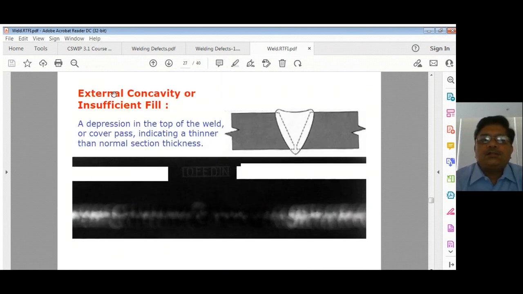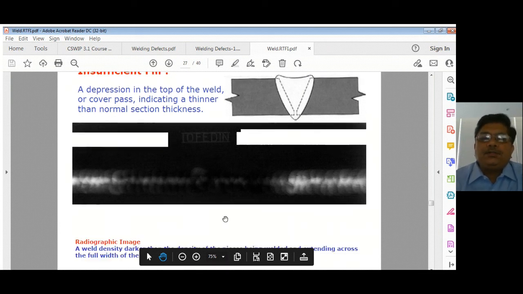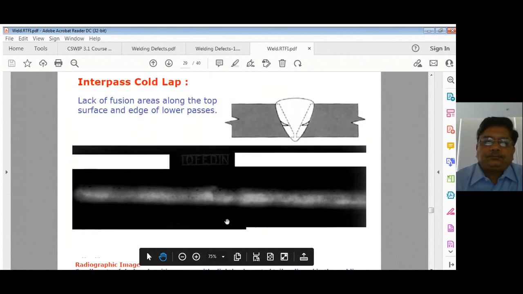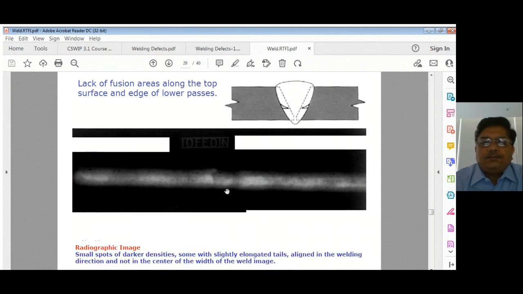Then comes external concavity or insufficient filling. So you can see here the capping is insufficiently filled, so it will be dark in color. Immediately, if you see an adjacent very good joint, and here it is dark, you must think that some material has not been deposited properly. And cold lap can also occur during the joint welding. So this is how to identify the cold lap.